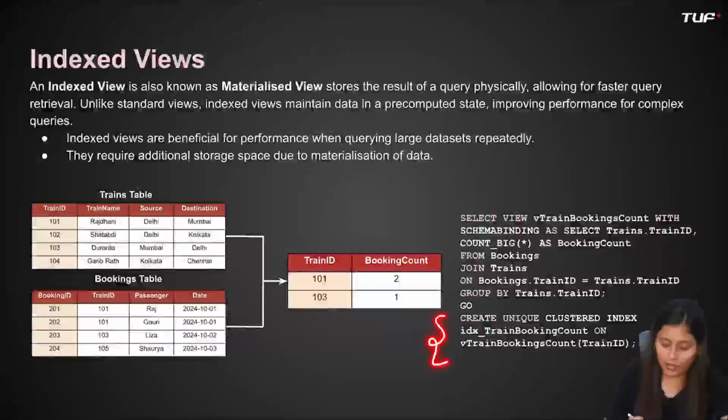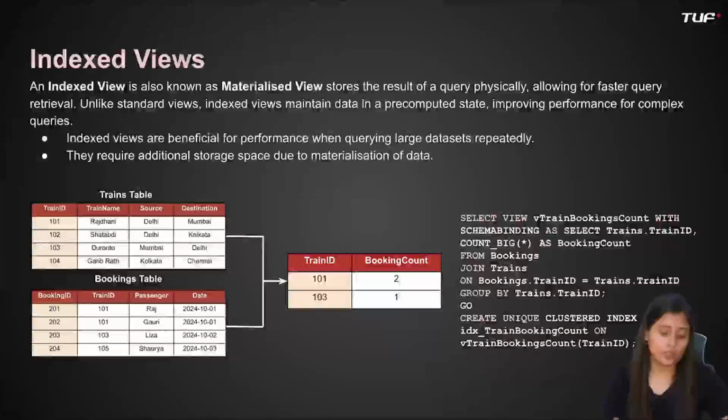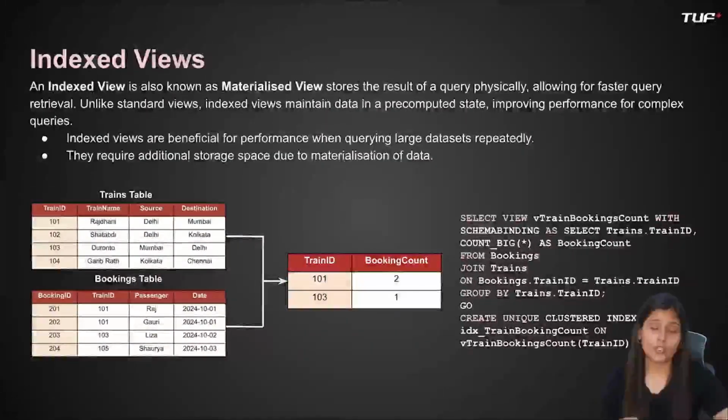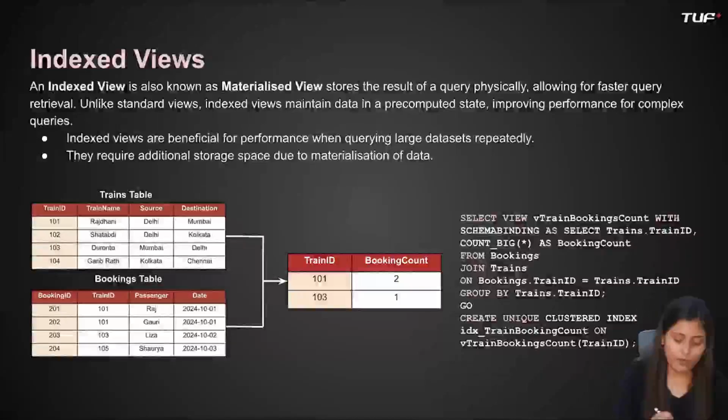From this second query you can see create unique clustered index. So we are creating the clustered index on this view table, and from this view table on the train ID column. So this is how we create an index, and we will always create an indexed view using the with schema binding operator. So this is the importance of indexed views, basically to allow us faster queries when the data sets are larger, and instead of dynamically storing the values in a table, it actually stores them in the physical location. So that's why it requires additional storage space due to materialization of data.